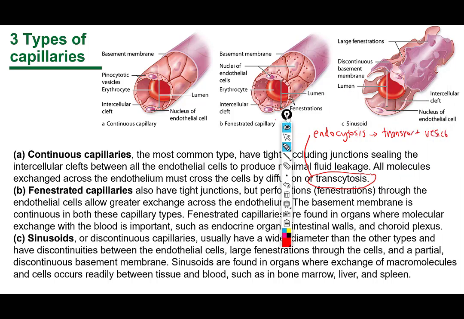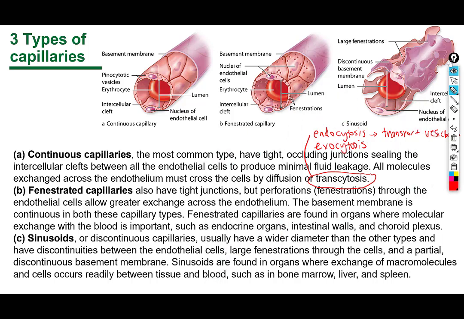Sorry, I ran out of room because my little thing's over here. There we go. Transport vesicle, and then exocytosis on the other side. That's what transcytosis is. It's transit across a cell using a transport vesicle, resulting from endocytosis, and then that's spat out on the other side.